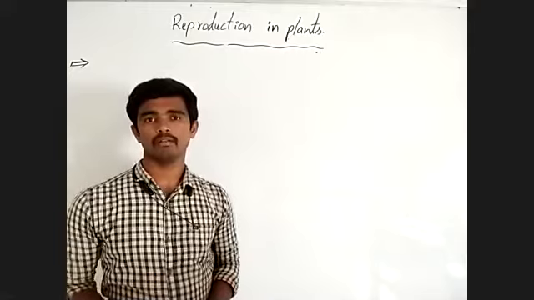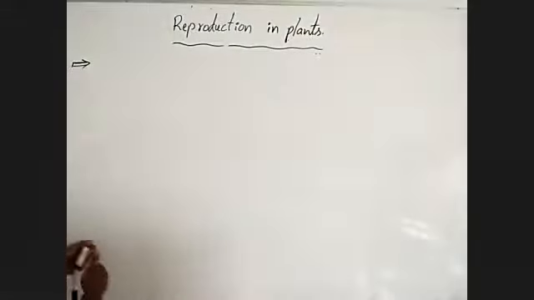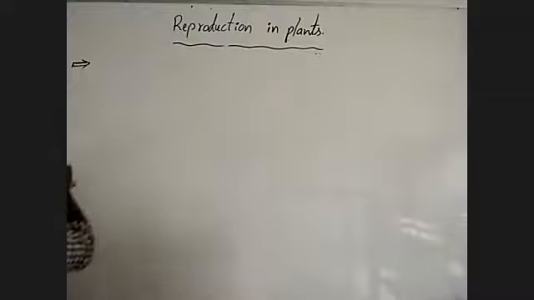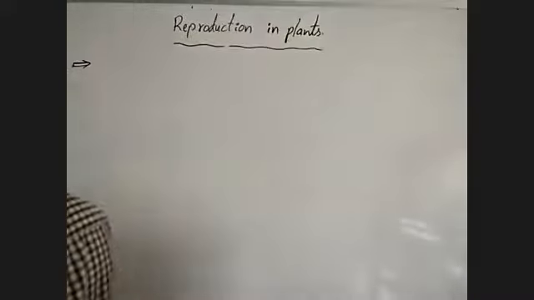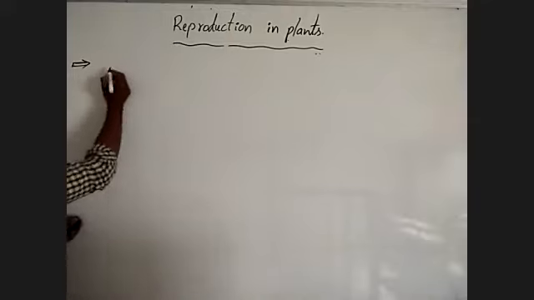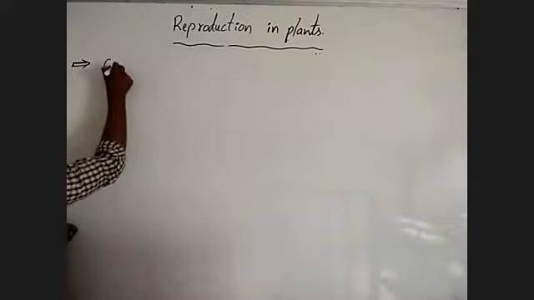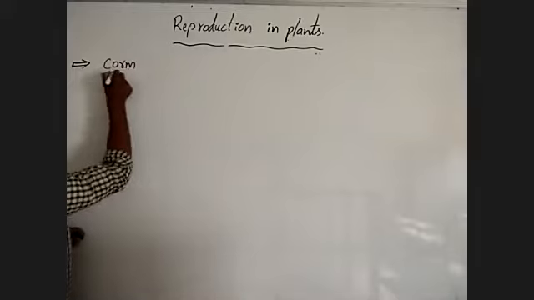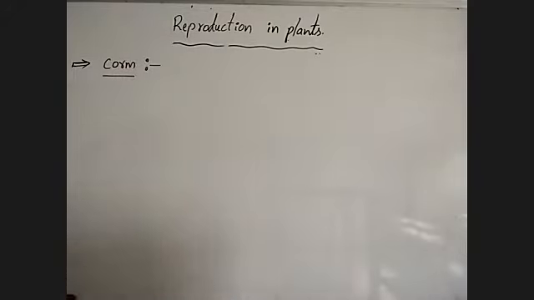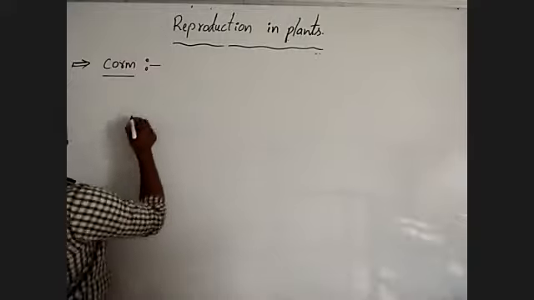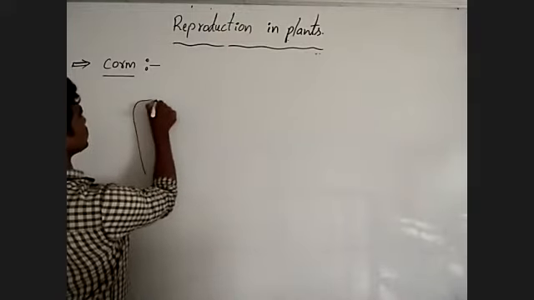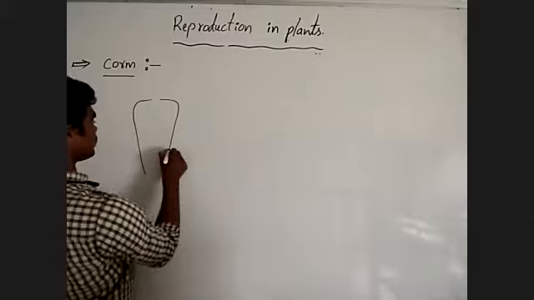Natural vegetative propagation method. Okay, the first one, you know very well that, corm. Corm means it is a type of underground stem.